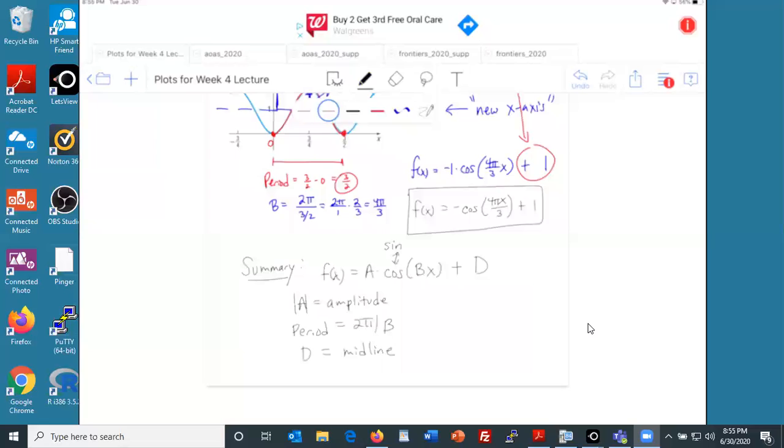Now, when the midline is the x-axis, it actually goes away. It's 0 if x-axis. So notice we didn't have to worry about that in all the problems that we just did because the x-axis was the midline. So that d value would be a 0 and there would be nothing there in its place.